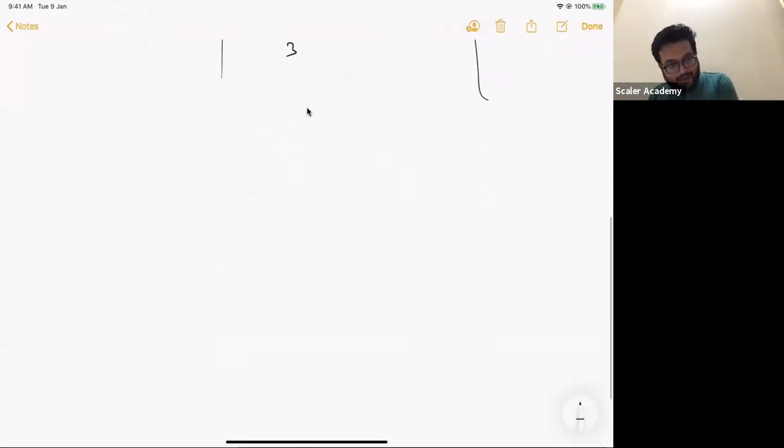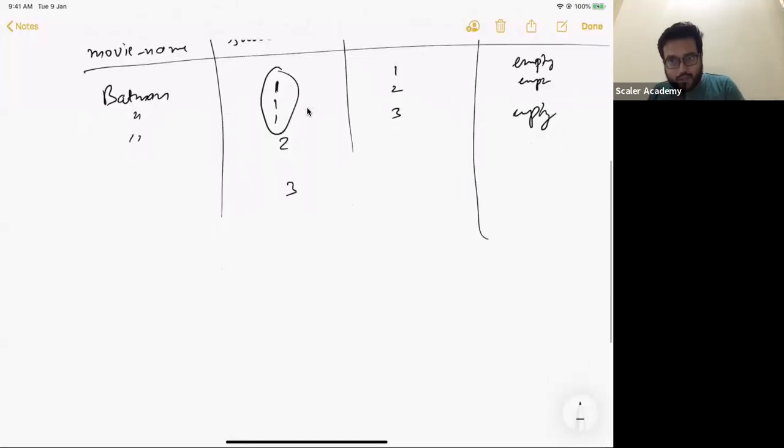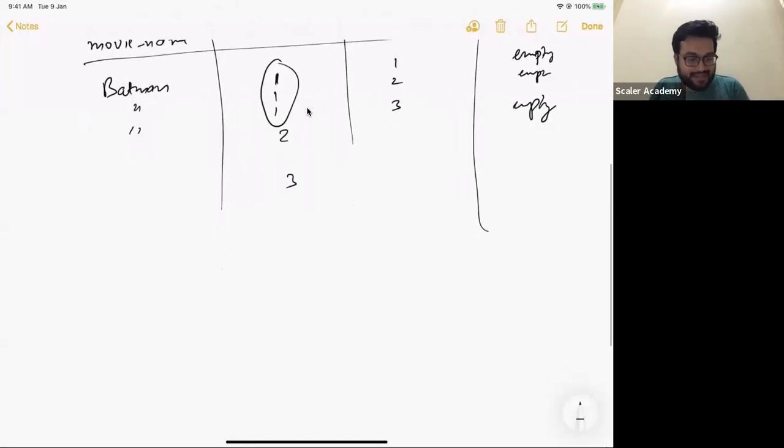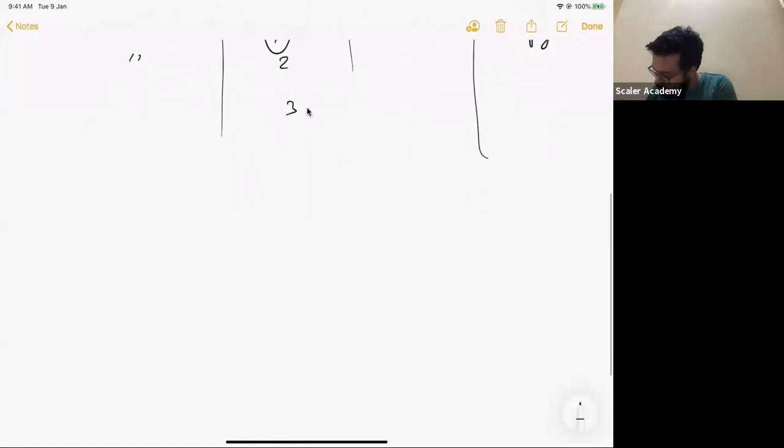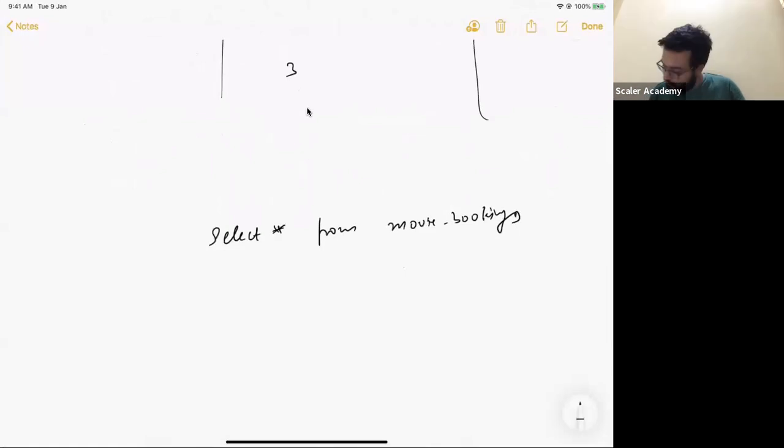A very, very simple way of building this would be actually running some SQL queries. Does that make sense? So what would you do? Whenever somebody wants to book a particular seat for Batman at a particular show ID, you would just make a SQL query, right? So what would that query look like? It would look something like this. You would say select all from that particular table, so let's say from movie bookings.